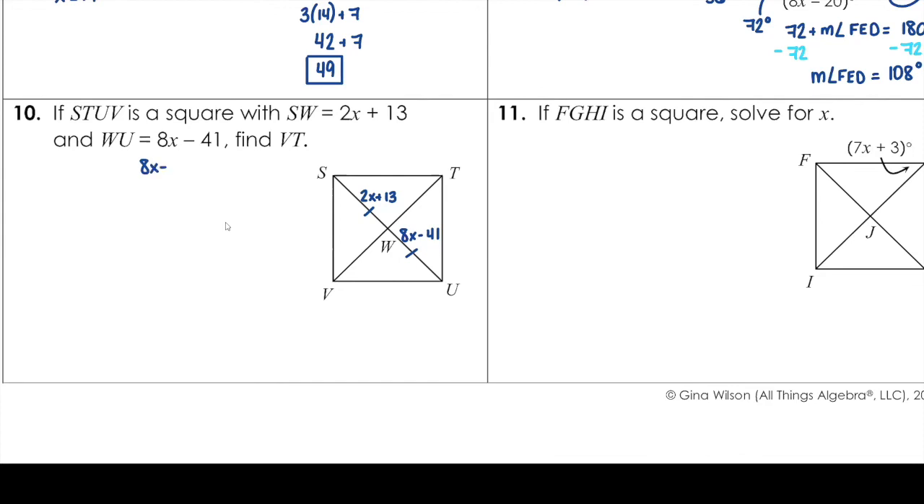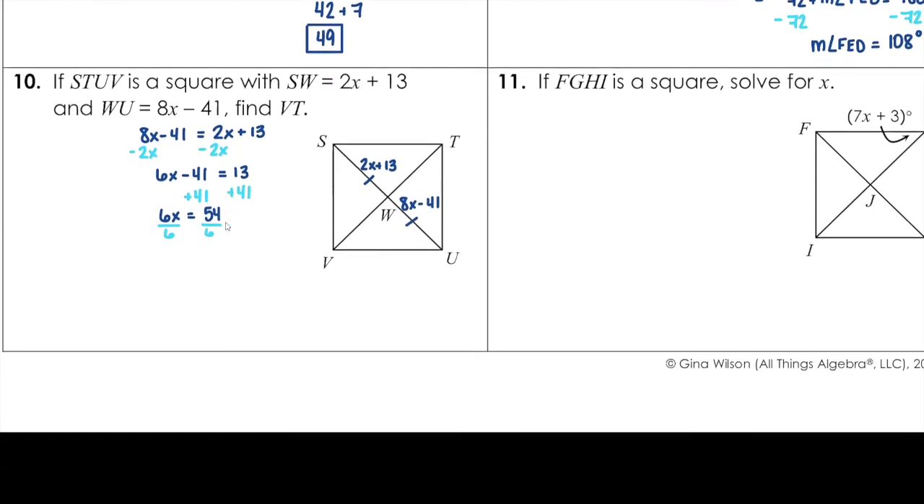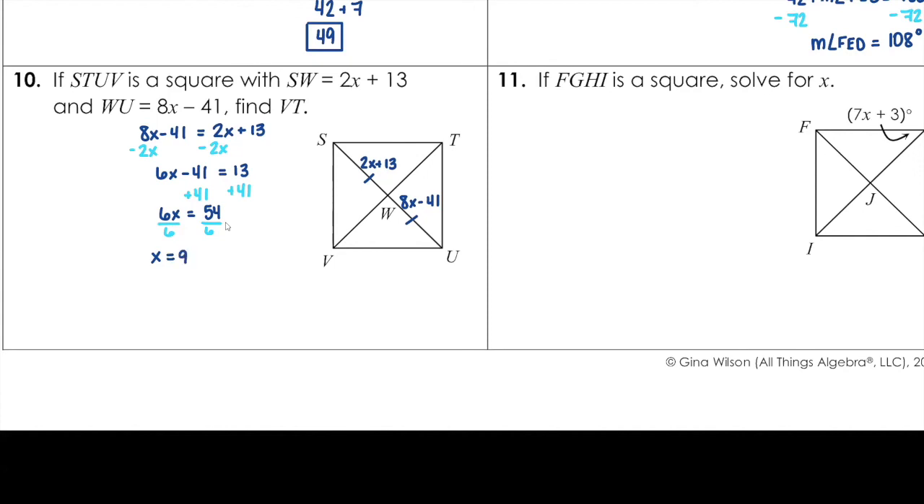So 8x minus 41 equals 2x plus 13. Subtract 2x from both sides. 6x minus 41 equals 13. Add 41 to both sides. 6x equals 54. Divide both by 6 and we get x equals 9.